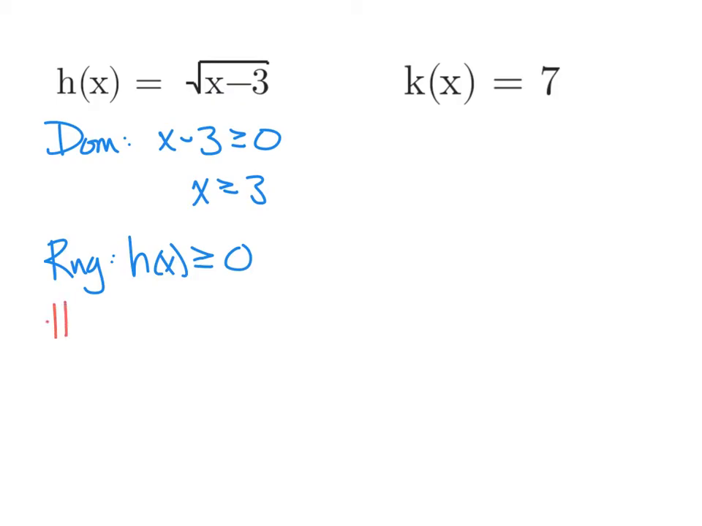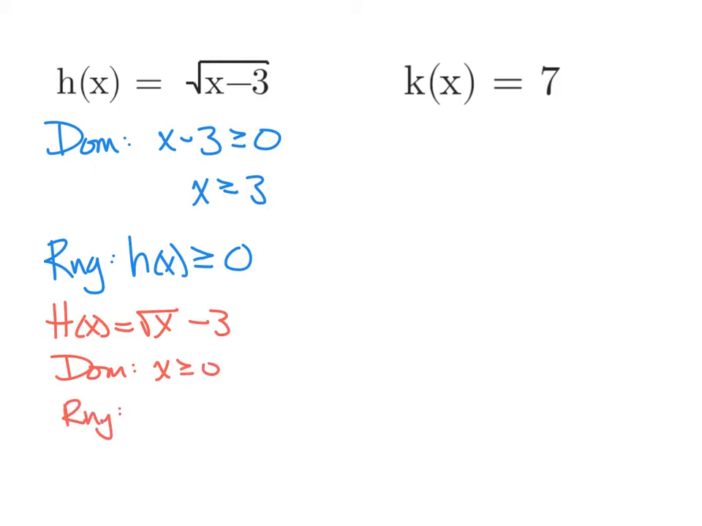How about if we had capital H of x is equal to the square root of x minus 3? How does that change things when it comes to domain and range? Well, for our domain, that's talking about the x values, and x is the only thing that's underneath the square root. And our radicand, what's under the square root, has to be greater than or equal to 0.